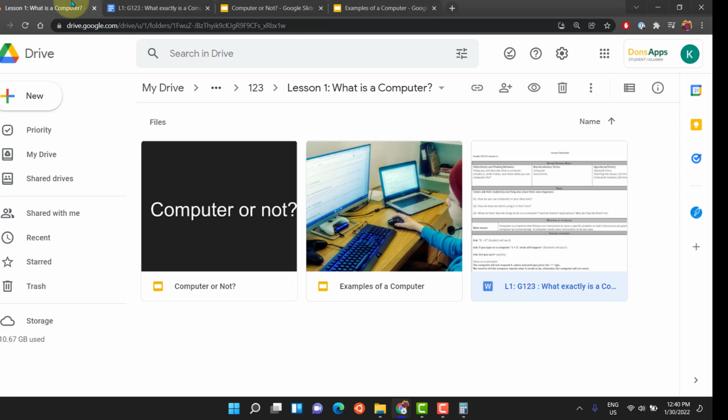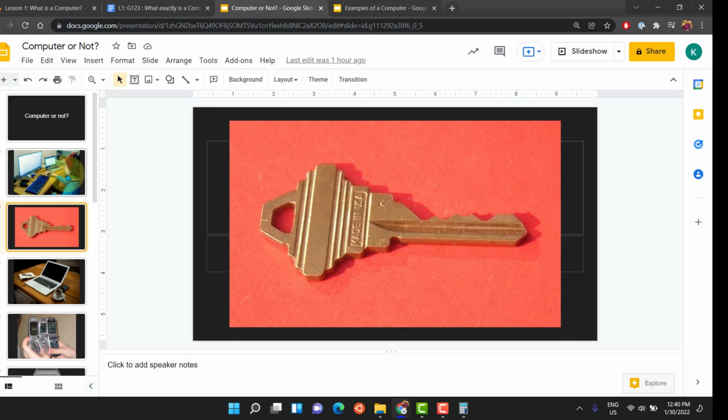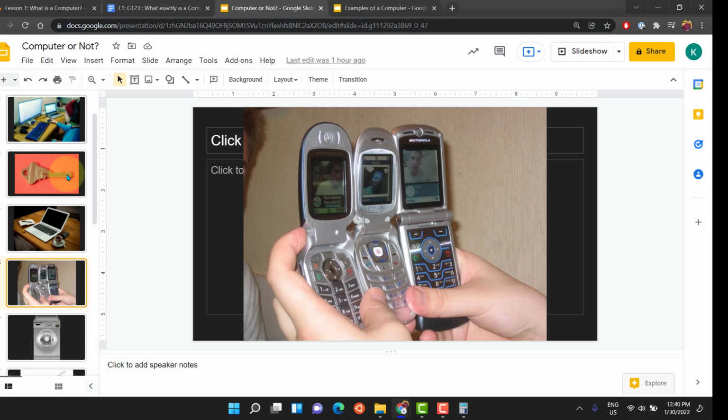You will find that in the folder, as you can see here, computer or not. In this activity, you are going to ask your students, hey, the images that you see, is that a computer? So for this one, they should say yes. A key is not a computer. No. A laptop is a computer. And for some of these, they will say, no, that seems like a mobile phone.